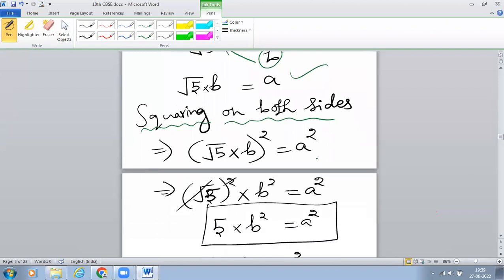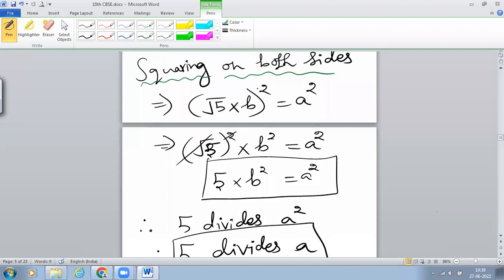Yes, sir. Now, after doing the squaring step, listen, ma'am. This power 2 is common for root 5 and b because it is the whole to the power of 2: root 5 into b the whole square. Now we have to bring down this square separately for root 5 as well as b, because this is the formula: a into b the whole power m is equal to a power m into b power m. This is a law in exponents. Using this law, root 5 into b the whole square is root 5 square into b square. Are you able to understand this step? Next step, which is equal to a square. I'm writing it as this.